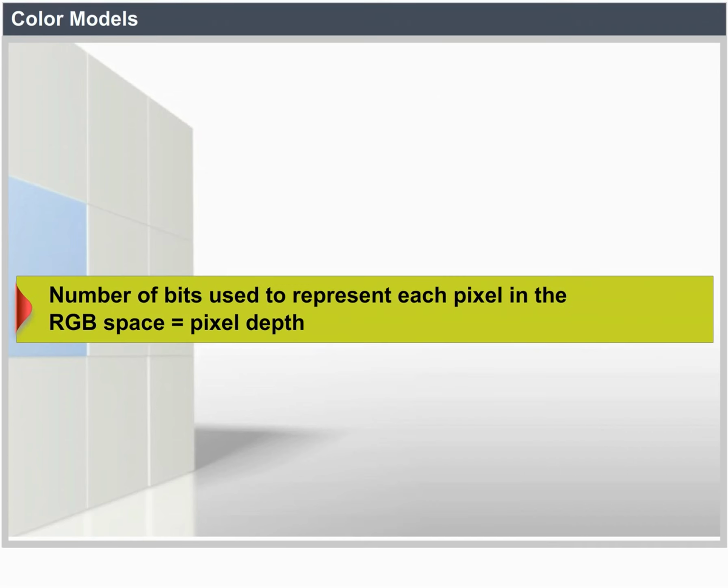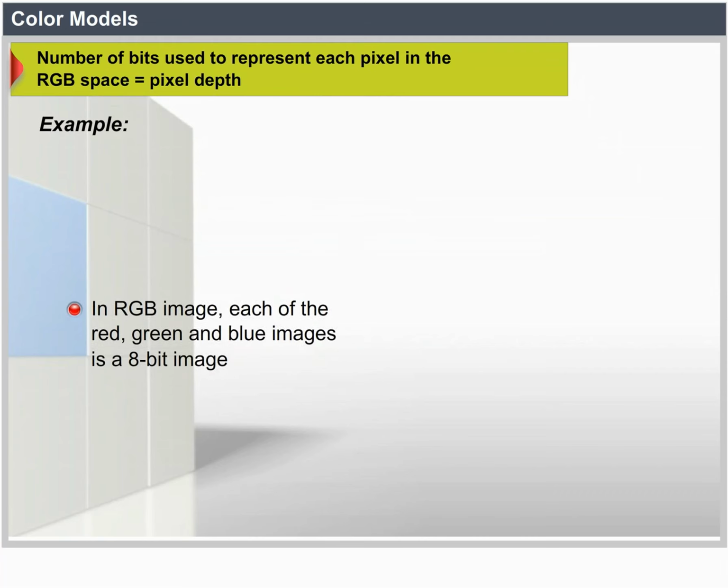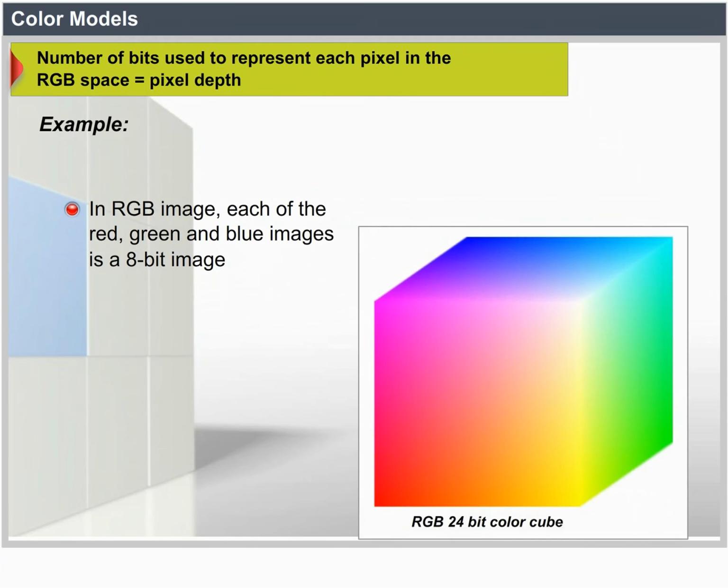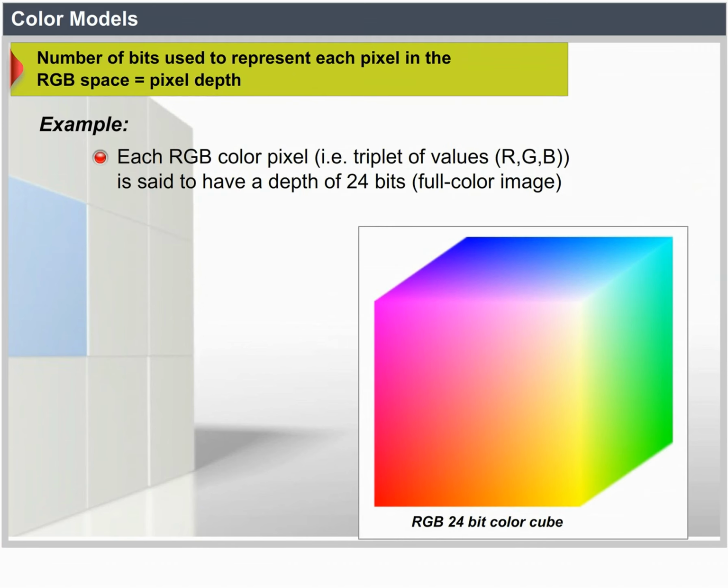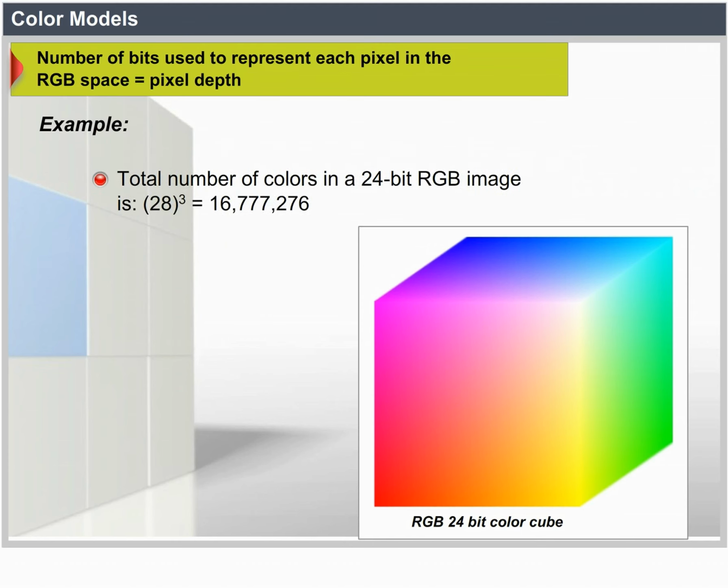The number of bits used to represent each pixel in the RGB space is the pixel depth. Example: an RGB image in which each of the red, green, and blue images is an 8-bit image. Each RGB color pixel, that is, a triplet of values RGB, is said to have a depth of 24 bits, a full color image. The total number of colors in a 24-bit RGB image is (2^8)^3, that is, 16,777,216. The figure shows the RGB 24-bit color cube.